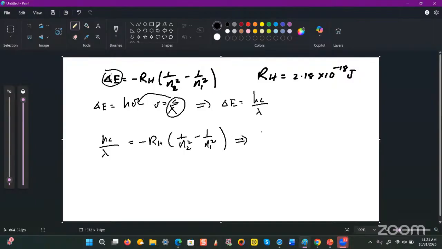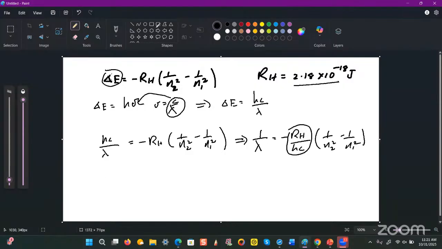So when you divide both sides by hc, you end up with 1 over lambda is equal to minus R_H over hc times 1 over n2 squared minus 1 over n1 squared. Now, you should recognize that this is basically a collection of constants. R_H is a constant, h is Planck's constant, and c is the speed of light.